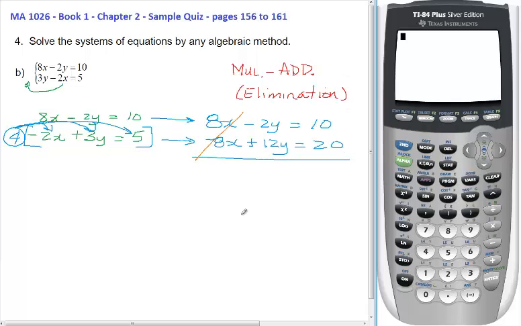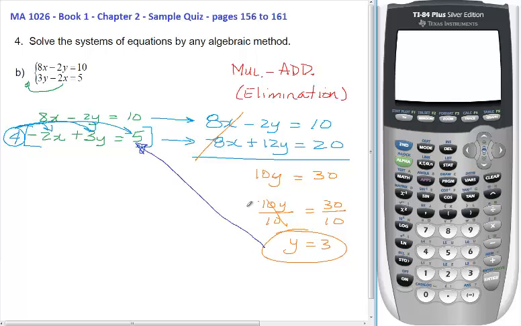Now look what happens when you add. Very nicely, the x variable is eliminated. Positive 12 minus 2 gives us positive 10y. 10 plus 20 is 30. Now of course you take each side and divide by the coefficient of the variable, which in this case is 10, and you can see quickly that y is equal to 3. We're almost there, but a solution to a system of equations is an ordered pair, so we're not finished. We have to find the x value. How do we do that? I would just substitute it back into either one of these equations. It doesn't matter. So really we could call this the multiplication addition substitution method if you want.